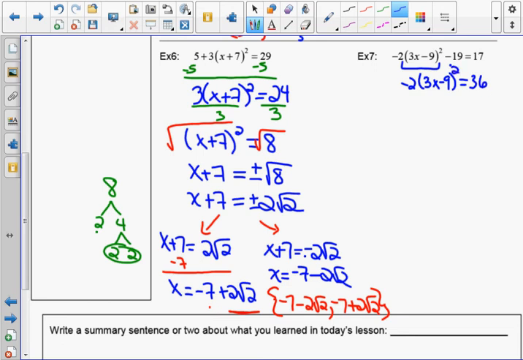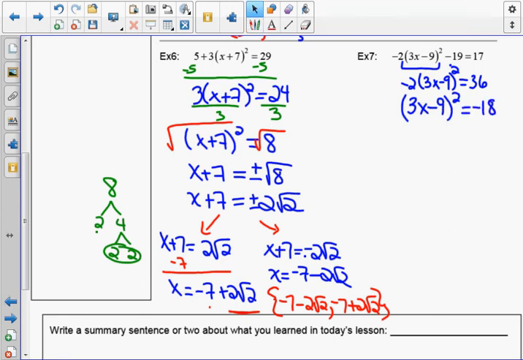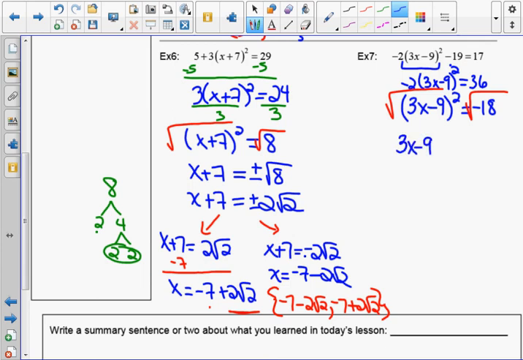There we go. Next thing we want to do is get rid of the negative 2 in front. So to do that, we're going to divide. So after we divide, we have 3x minus 9, which we're going to square, and that's going to equal a negative 18. So we're now at the step where we square root both sides. The square rooting is going to get rid of the square that we have on the 3x minus 9, so all we're left with is just the 3x minus 9. And you want to remember, whenever you square root both sides, you get a plus or minus. So it'll be plus or minus the square root of negative 18.